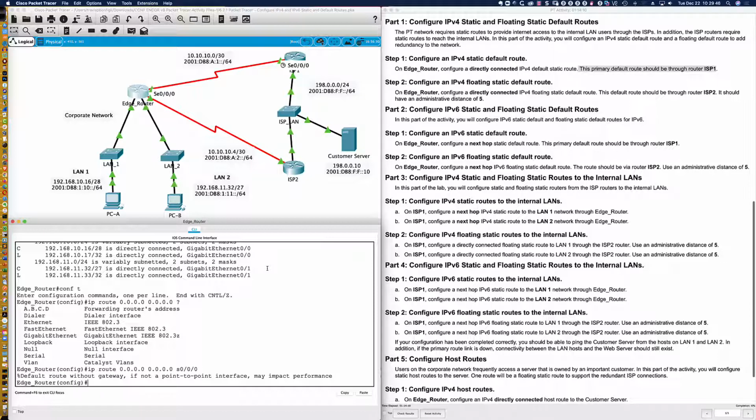ARP, the Address Resolution Protocol, is not used on point-to-point serial interfaces. On a multi-point configuration or an Ethernet configuration, yes, you could end up with ARP being used. So that is why you're seeing this message. But we're on a point-to-point serial interface, so the impact or overhead of ARP being performed is a moot point.